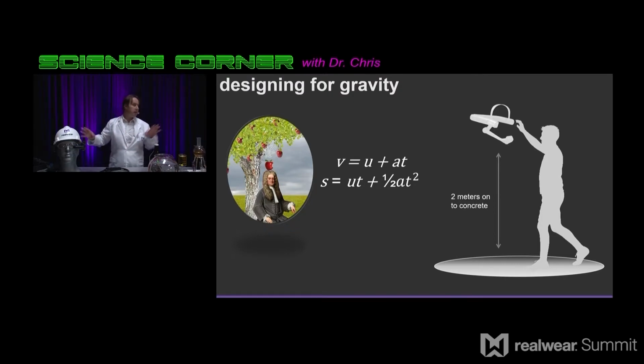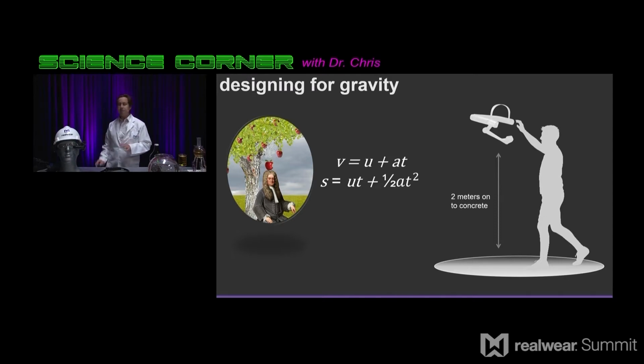Anyone remember this from their high school days? V equals U plus AT, which tells you how fast things get with an acceleration applied to it. And then the second one, S equals UT plus a half AT squared. That tells me how far something goes at a given acceleration and starting velocity.